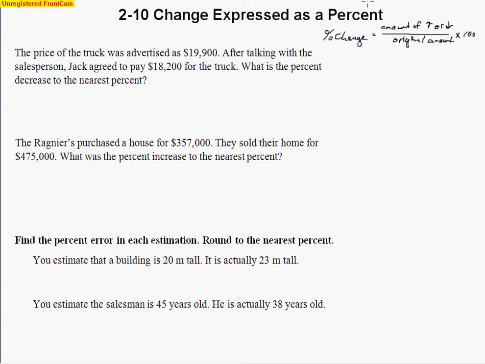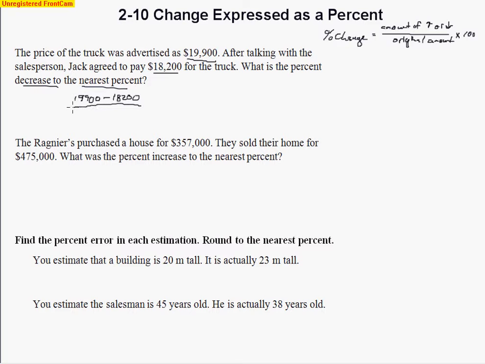So let's take a look at our first problem. It says that the price of a truck is advertised as $19,900. After talking to the salesperson, Jack agreed to pay this much, a little bit less. So it's a percent decrease. What is the percent of decrease to the nearest percent? So we've got to first of all find out what that decrease is. So we'll subtract the two numbers, 19,900, and we're going to subtract 18,200.